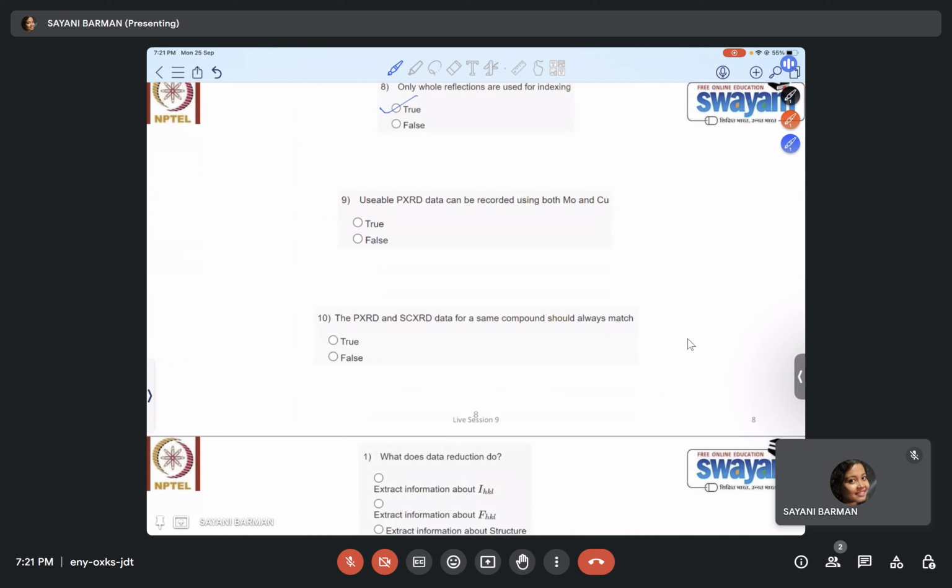Usable PXRD data can be recorded using both molybdenum and copper. No, we only use one source. So it's false.